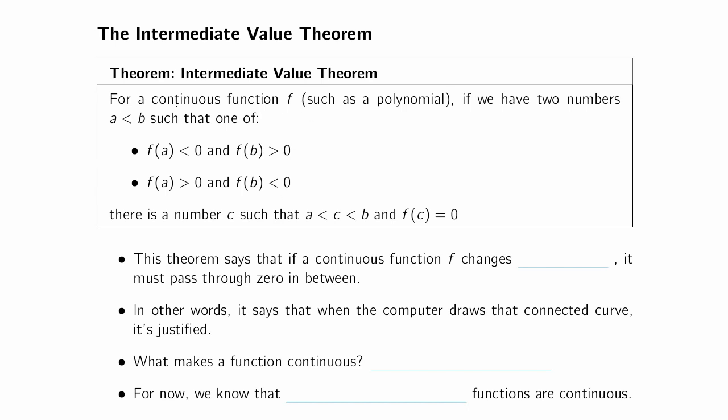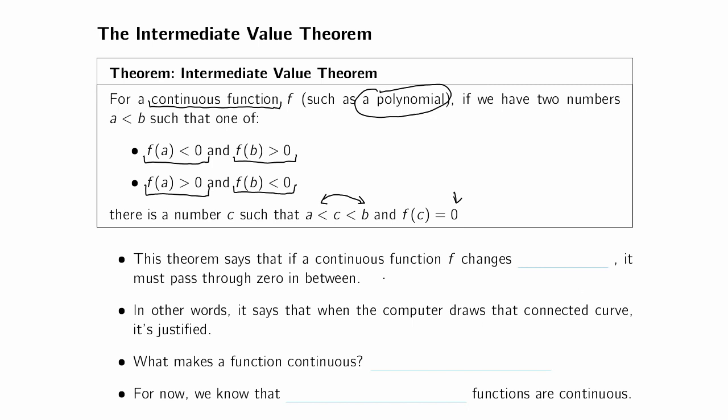And that tells us that if we have a continuous function, and a polynomial is an example of a continuous function, then if we have two numbers so that f of the first one is negative and f of the second one is positive, or the other way around, f of the first one is positive and then f of the second one is negative, then there's a number between those two that is a zero.